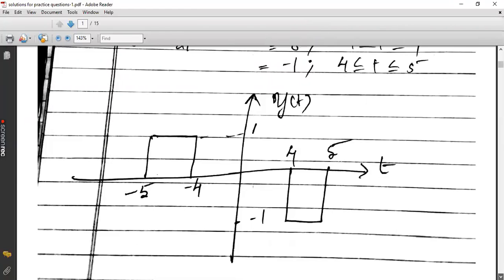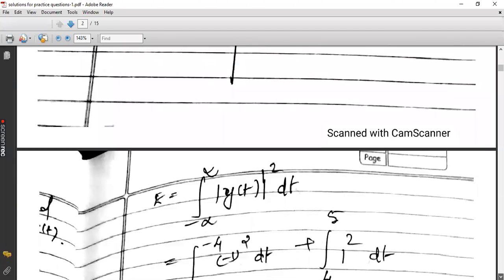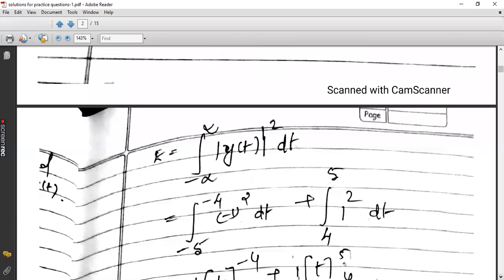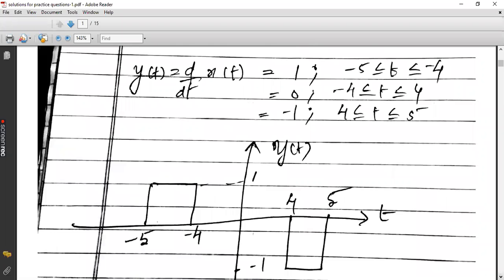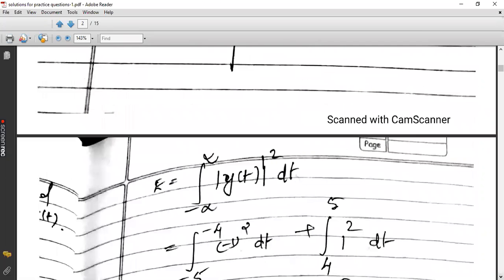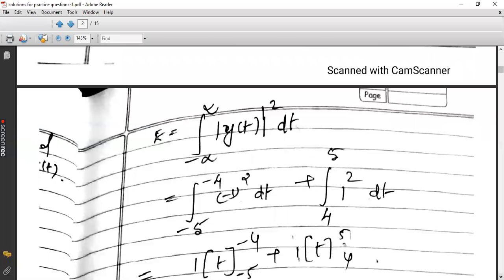After plotting y of t, you are supposed to find the energy of the given signal. You know the formula for finding energy. Energy is the integral from minus infinity to infinity of mod y of t the whole square. But the signal that is given to you comes only from -5 to -4 and from 4 to 5. During -5 to -4, it is -1, during 4 to 5, it is 1. Sorry, it is the opposite. During -5 to -4, it should be 1. Anyway, -1 square and 1 square will be 1 only. But you have to correct it.